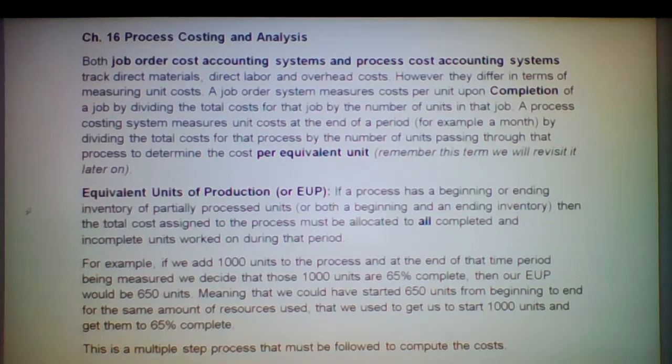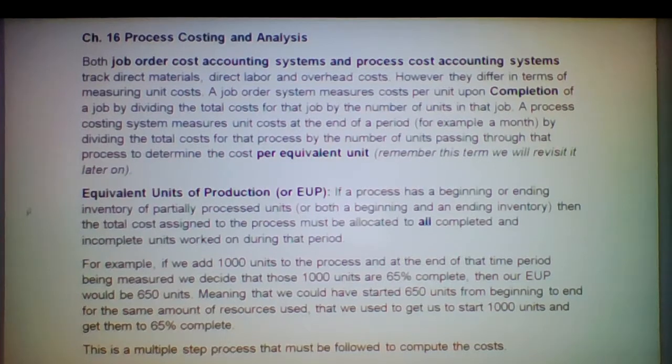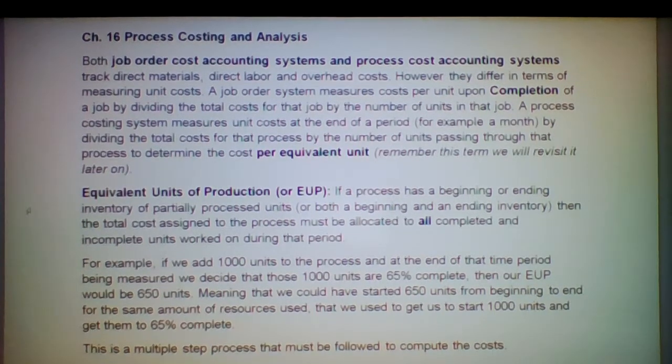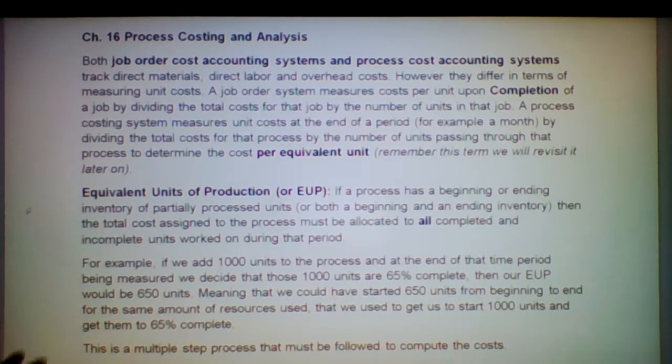And analysis. All right. So job order cost accounting systems and process cost accounting systems. They are the same in that they both track direct materials, direct labor, and overhead costs, and then account for those costs and distribute them across the materials or the products being produced. The difference is in job order cost accounting, the costs are distributed across items that are completed at the end of the session, or at the end of the period, or when they're completed, but only completed items.